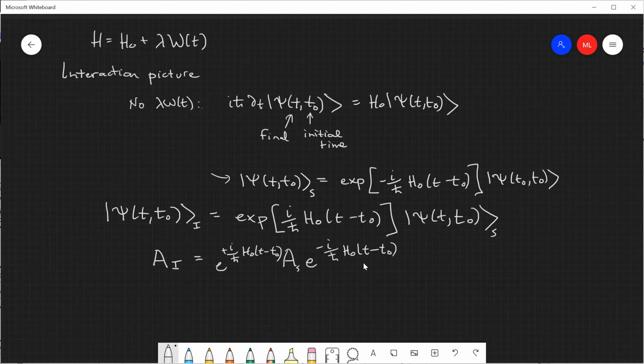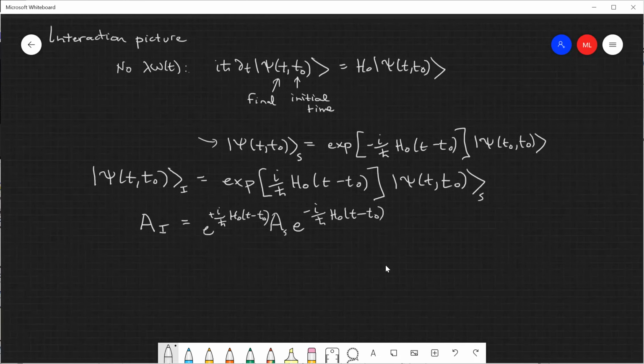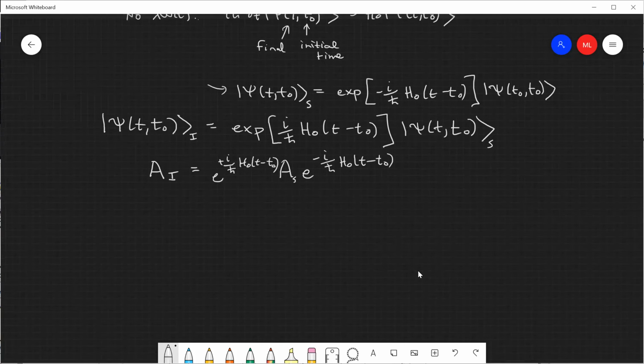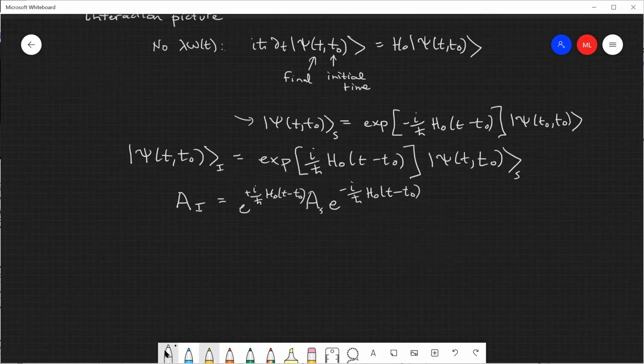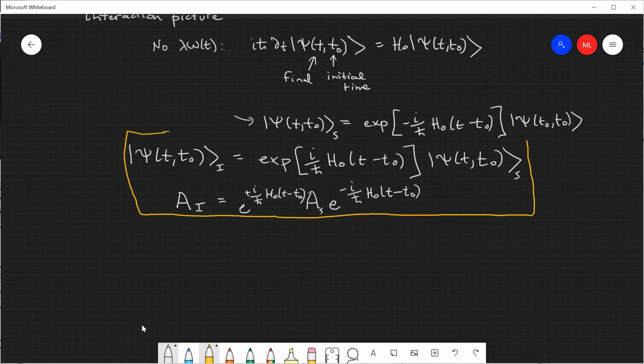So yeah, that's the definition of the interaction picture, and it's just convenient to do this. Why? Because you'll see now that the Schrodinger equation in this interaction picture has a nice form. So you can take these as the definition. This is how you would construct your interaction picture operators and the interaction picture states.